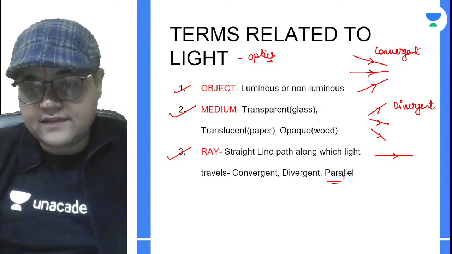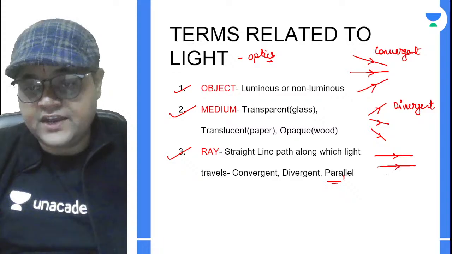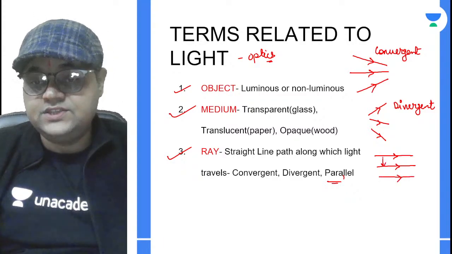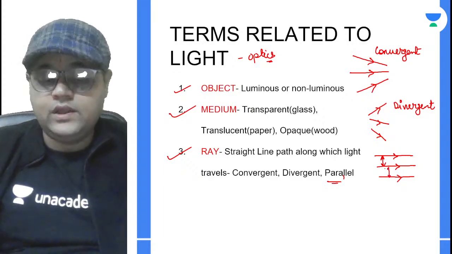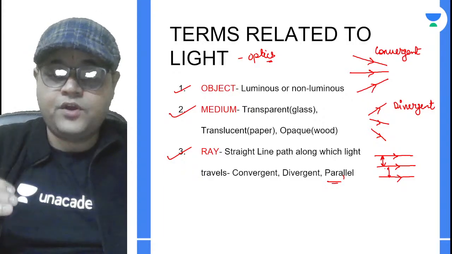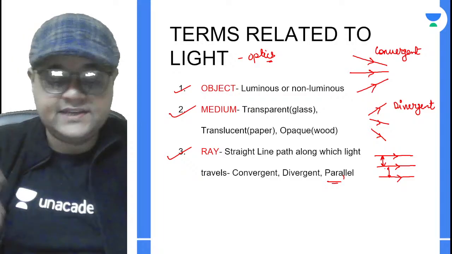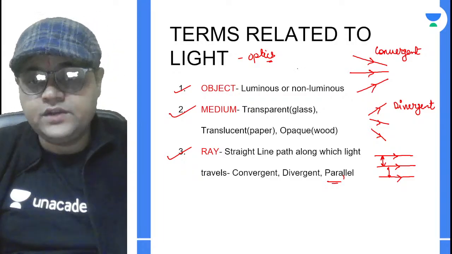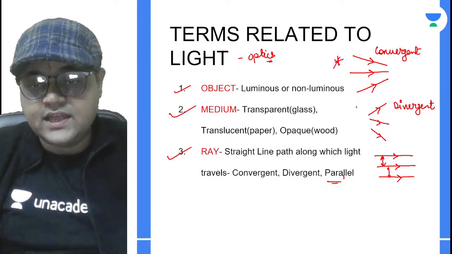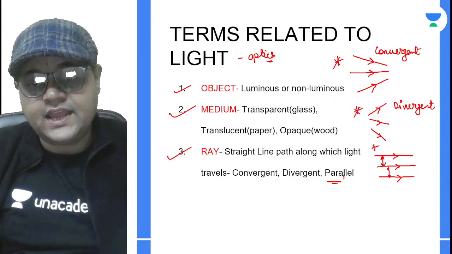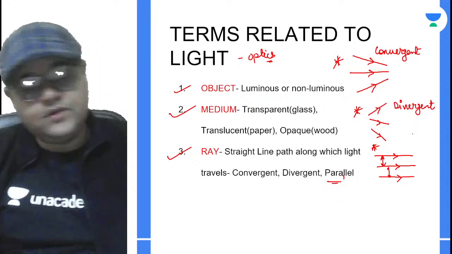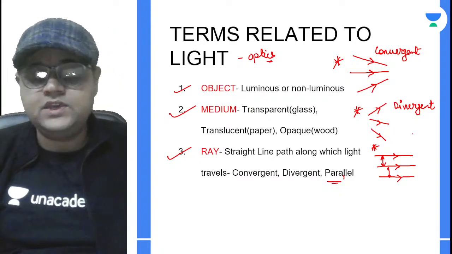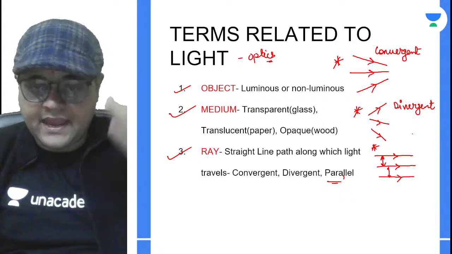These are parallel rays. The light ray travels in a straight line and the rays are equidistant. See, these rays are equidistant. All the rays are at the same distance from each other. So in the entire session, in fact, in the entire optics part, in the entire light part, we are going to focus on three different rays: convergent ray, divergent ray, and parallel rays. So I hope it's good to go. We have understood the very basic terminology that we'll be using: object, medium, and ray.